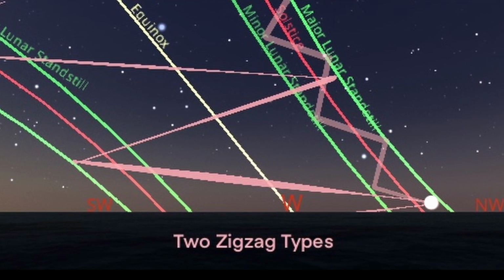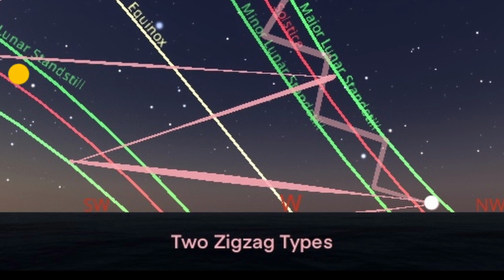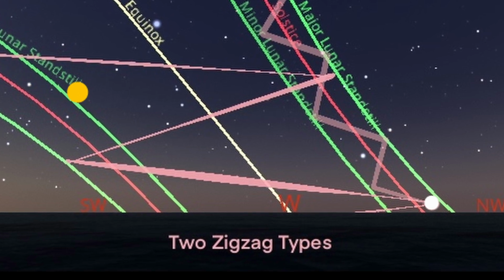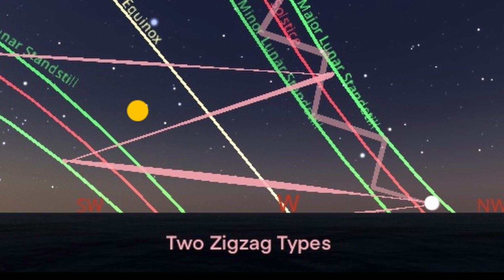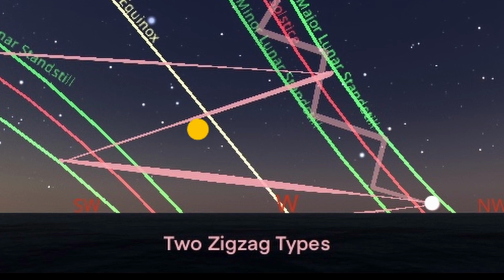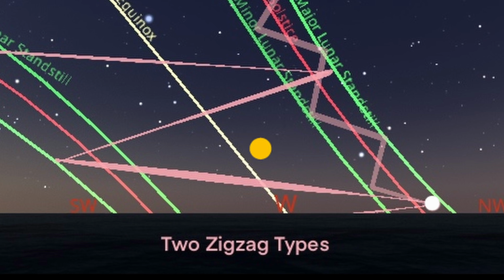Those zigzags I was just talking about on the shell could very well be somebody trying to figure out how old the shell was, because the shell has growth rings on it like a tree does.